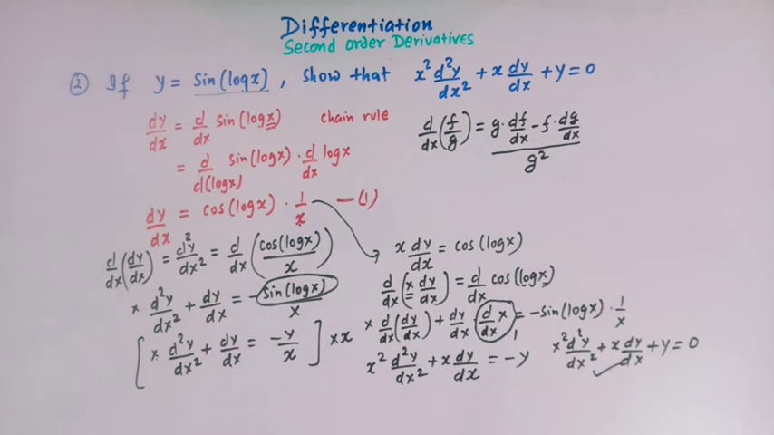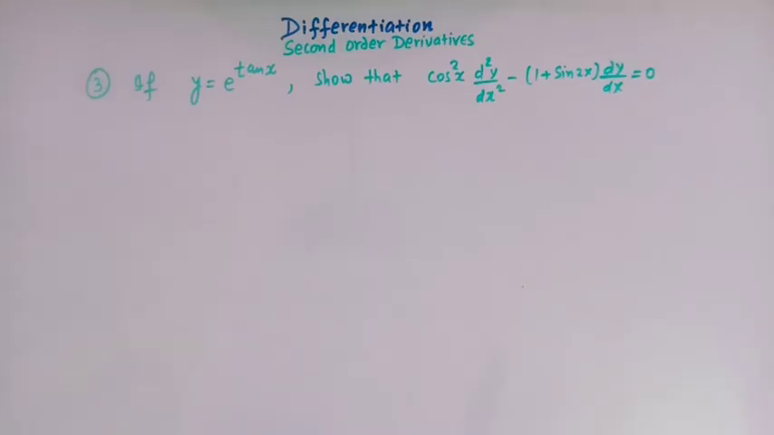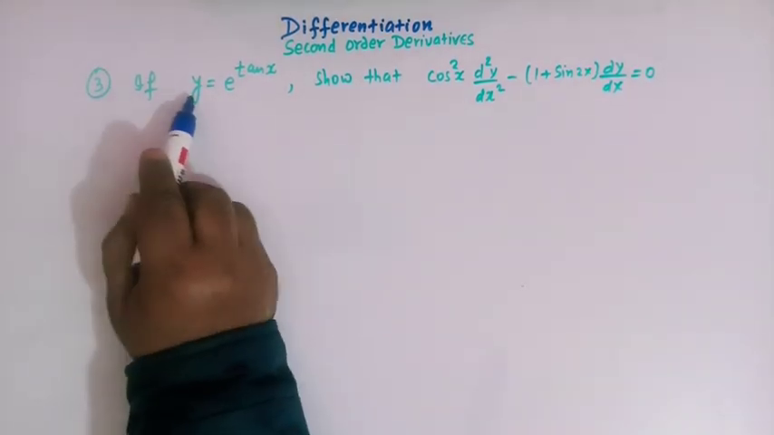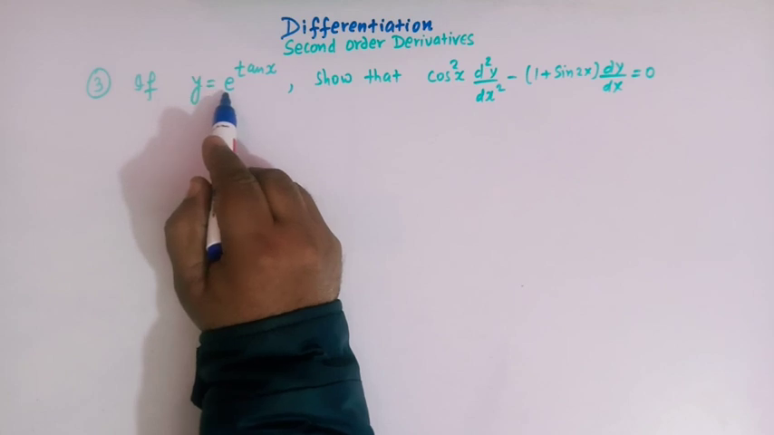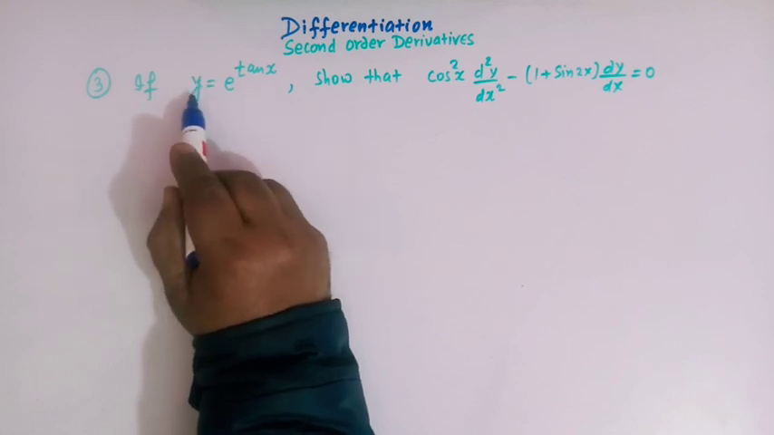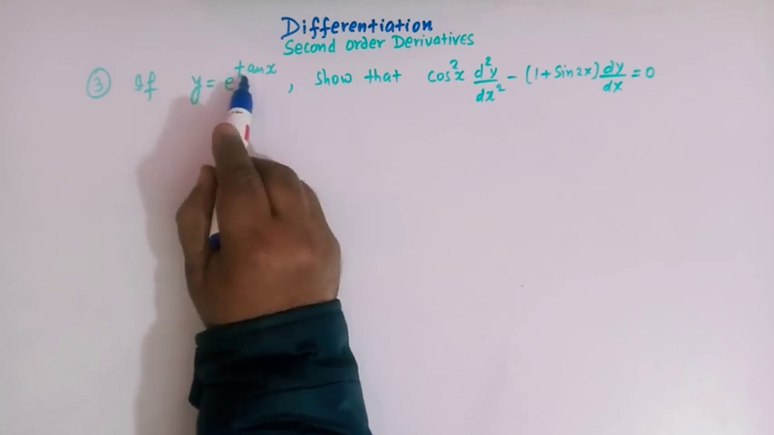So this is how we can solve this problem. Now let us take the third one. So the third problem is if y is equal to e raised to 10x, right? So here e is the exponential number. So we are given y is equal to e raised to 10x.